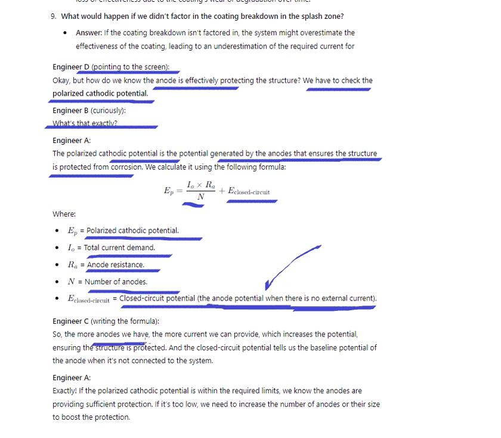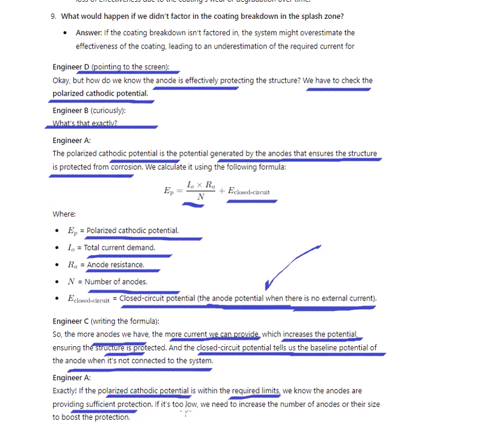So the more anodes we have, the more current we can provide, which increases the potential, ensuring the structure is protected. And closed circuit potential tells us the baseline potential of the anode when it's not connected to the system. If the polarized cathodic potential is within the required limits, we know the anodes are providing sufficient protection. If it's too low, we need to increase the number of anodes or their size to boost protection.